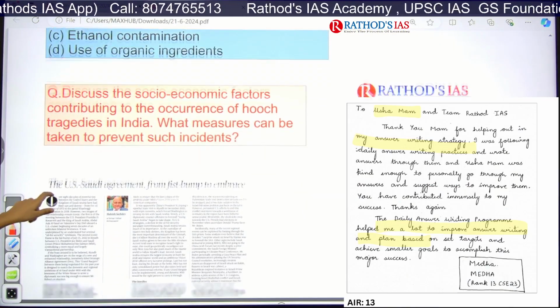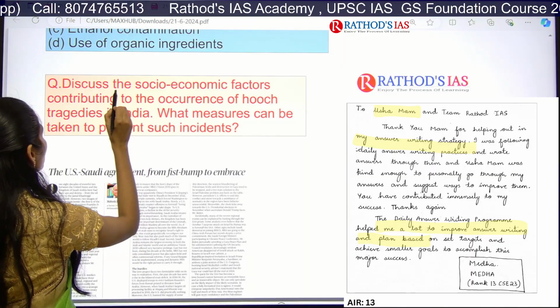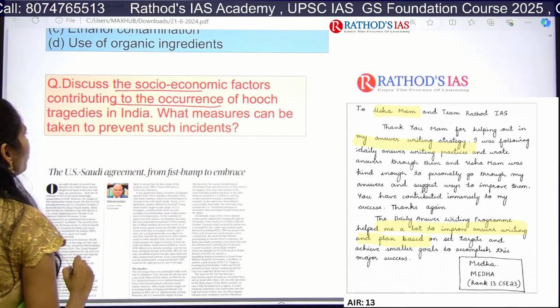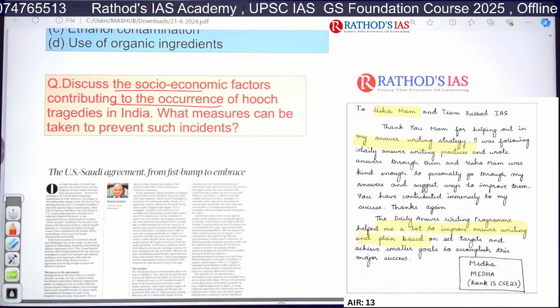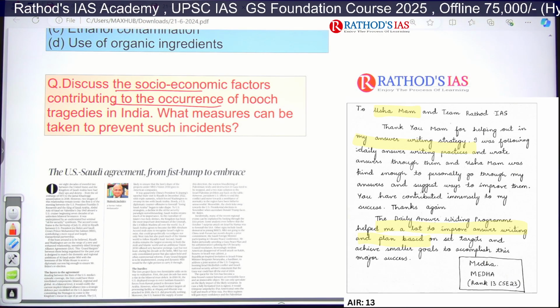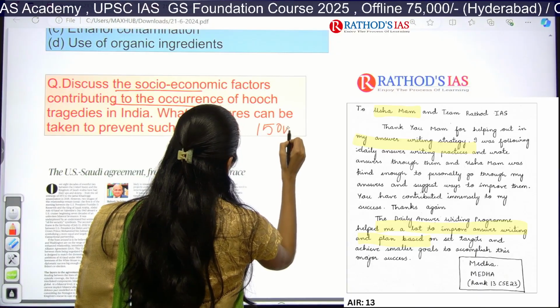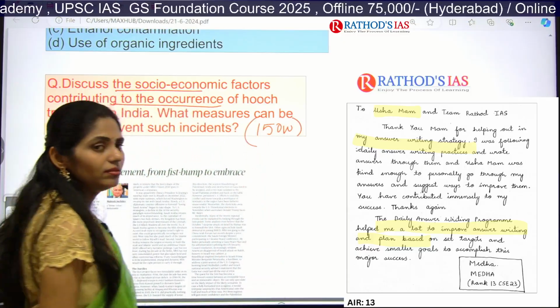And there is one mains question given. Discuss the socio-economic factors contributing to the occurrence of hooch tragedies in India. What measures can be taken to prevent such accidents? The word limit here is 150 words. Try to write an answer and please send it to me. Okay, clear?